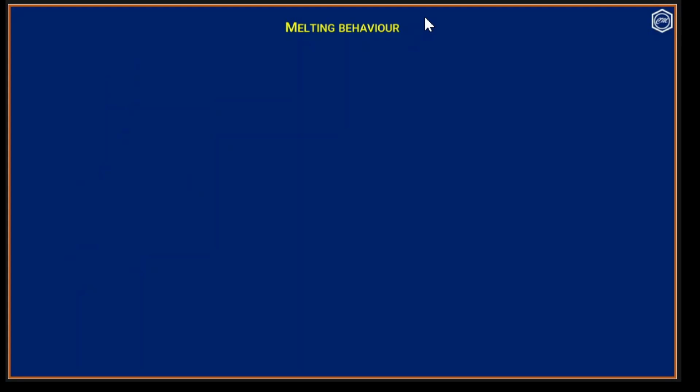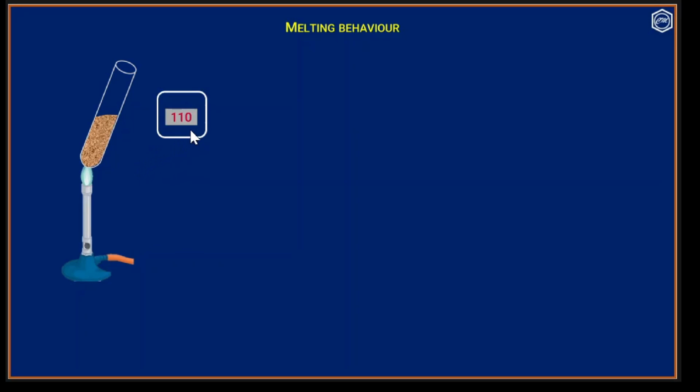Another property that distinguishes the two categories of solids is the melting behavior. Let me take some crystalline solid in a test tube, and I am heating it on a Bunsen burner. Suppose the temperature has reached 110 degrees, and I am continuing heating, and the temperature gradually increases to 111, 112, and when the temperature has reached 112, suddenly all the crystalline substance is converted to liquid state. Such a melting is known as a sharp melting.